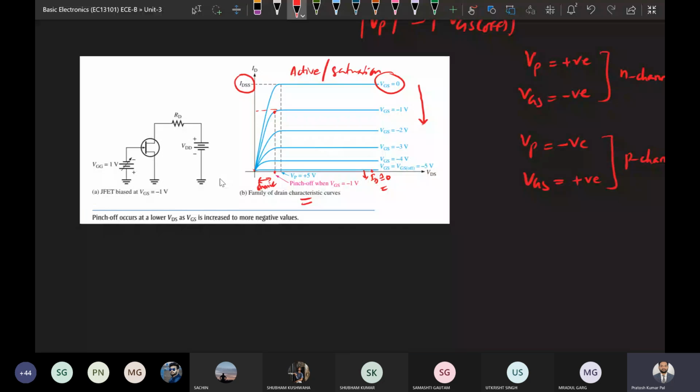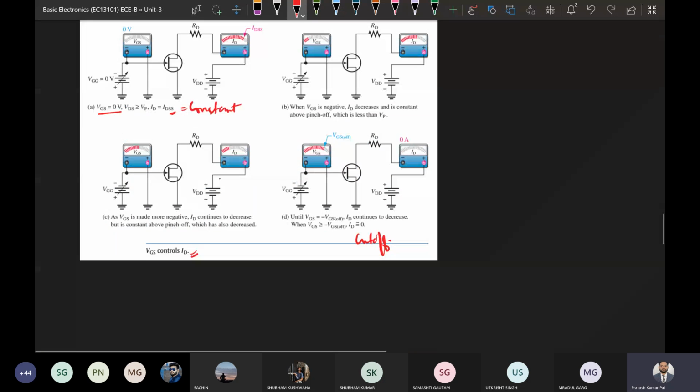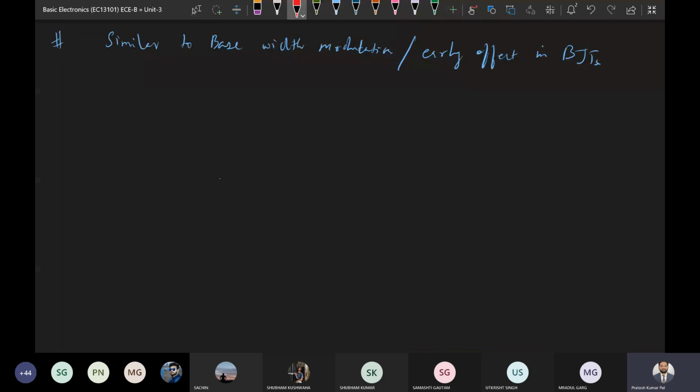So the JFET works in either the cutoff, ohmic, or active or saturation region. When we have an amplification application, we make sure the JFET works in the active or saturation region. So we will basically deal with the saturation region only. How the drain current is defined in the saturation region, we will see that.